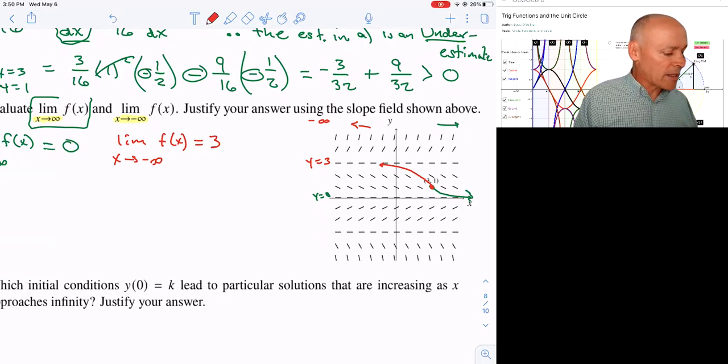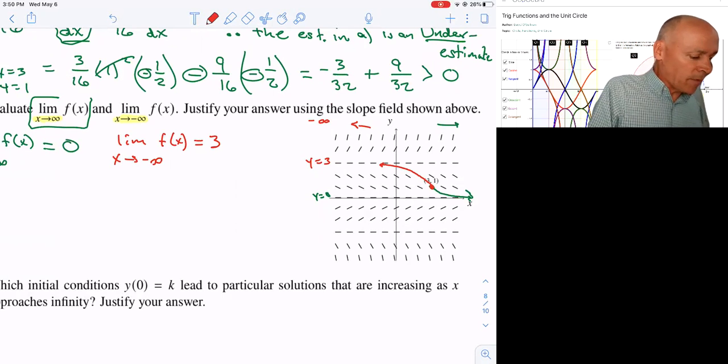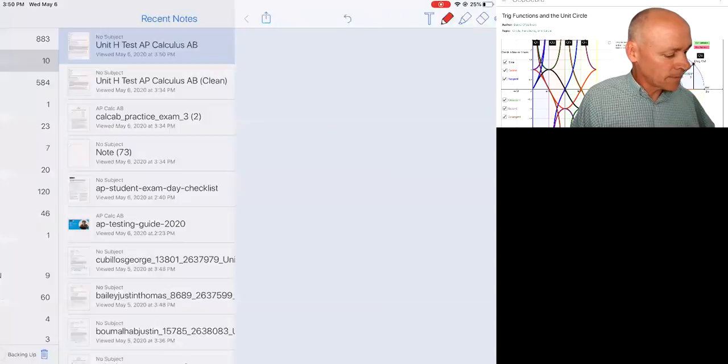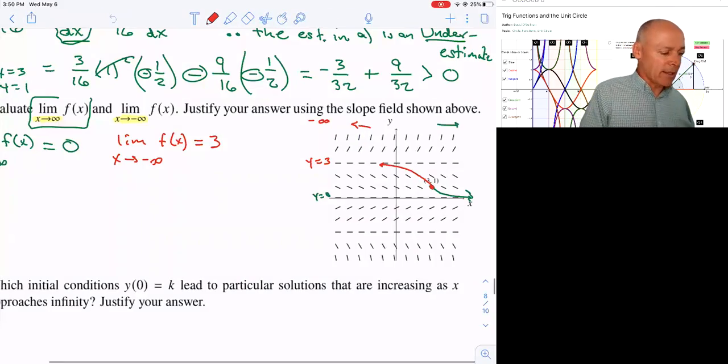As x goes to positive infinity, the function approaches 0. And as x approaches negative infinity, the function approaches 3. Okay? Notability, you're killing it.